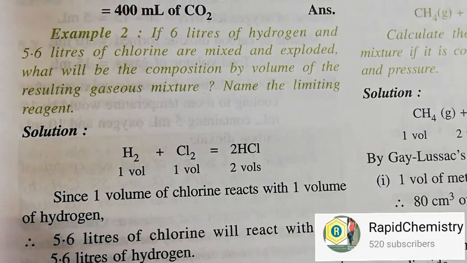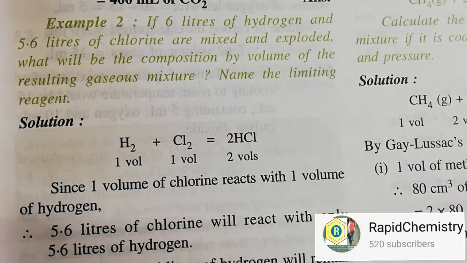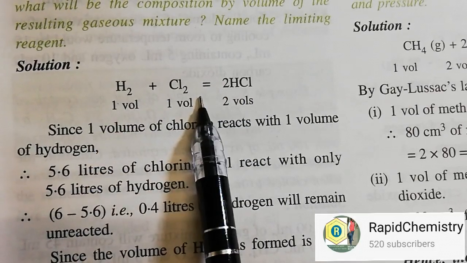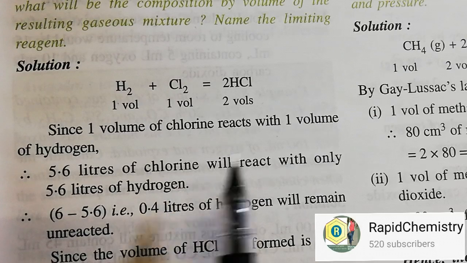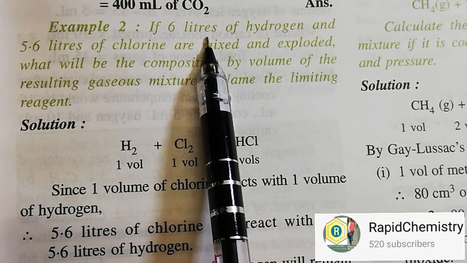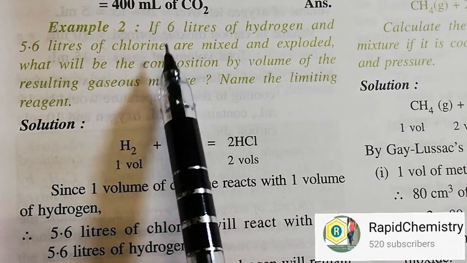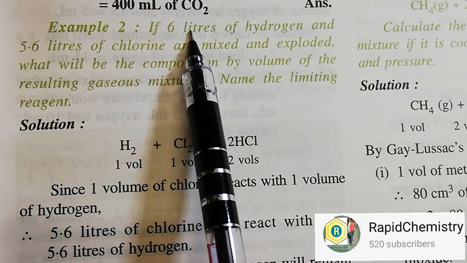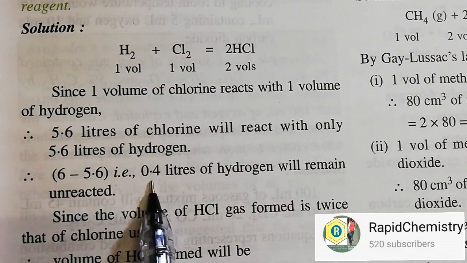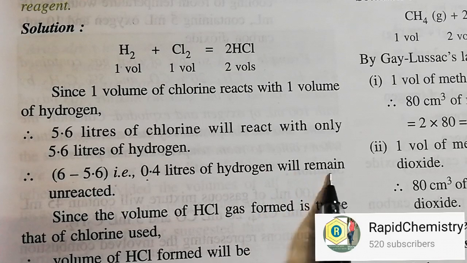Now here, if you observe, the data is given for 6 liter of hydrogen and 5.6 liter of chlorine mixed. Now try to understand, the amount of hydrogen and chlorine required for the reaction would be the same, 1:1. But here 5.6 liter of chlorine is there, and hydrogen is 6 liter. So it is very clear that the total hydrogen will not be used up here. The 5.6 liter of chlorine is completely used up, along with 5.6 liter of hydrogen, but some amount of hydrogen will be left after the reaction, and that amount has been written here. Can you see? 6 minus 5.6, so that would be 0.4 liter of hydrogen that will remain unreacted.